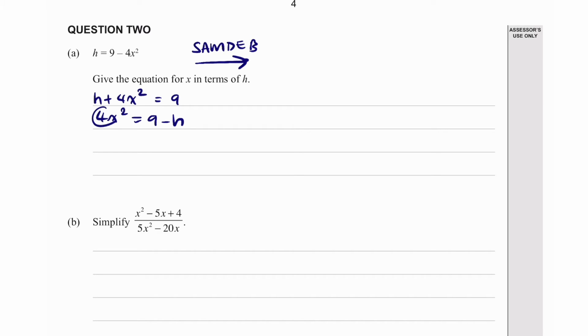Now we've got 4 multiplied by x squared, so you can see we do our multiplication and division before our exponents. Let's divide by 4, because 4 is being multiplied, so we do the opposite, which is division, and we divide by 4 on both sides. So we get this whole equation divided by 4, and this gives us x squared is equal to 9 minus h over 4.